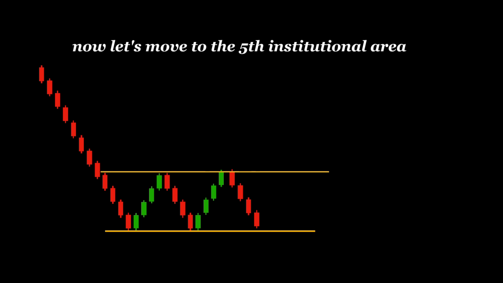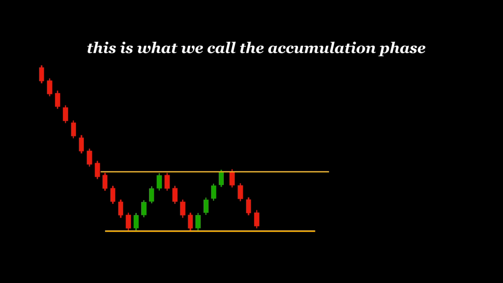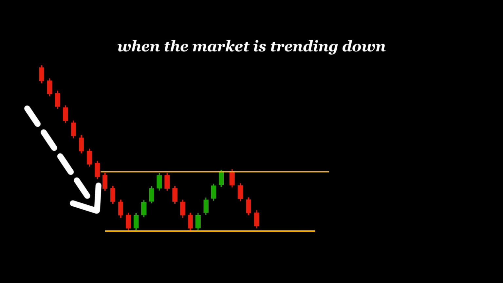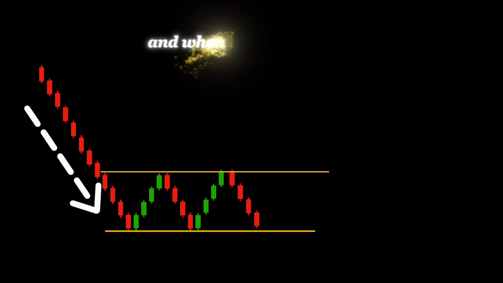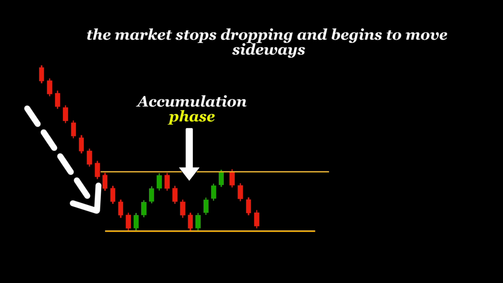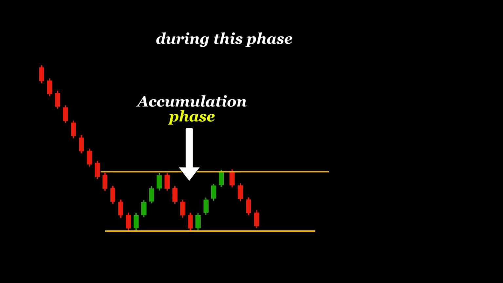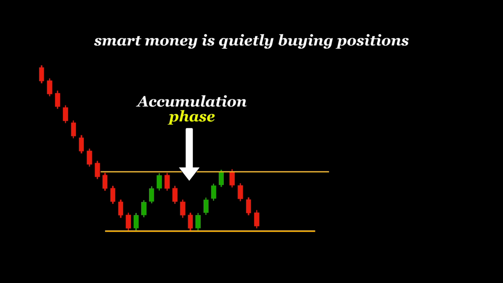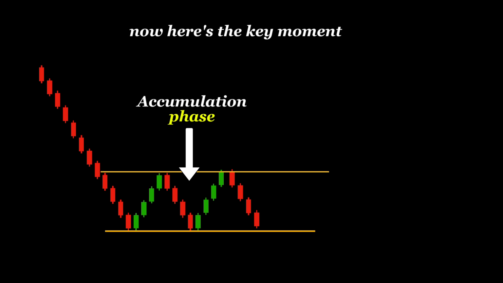Now let's move to the fifth institutional area. This is what we call the accumulation phase. When the market is trending down, sellers are in control, but at some point, they start taking profits. And when that happens, the market stops dropping and begins to move sideways. This is what we call accumulation. During this phase, smart money is quietly buying positions, preparing for the next move up.